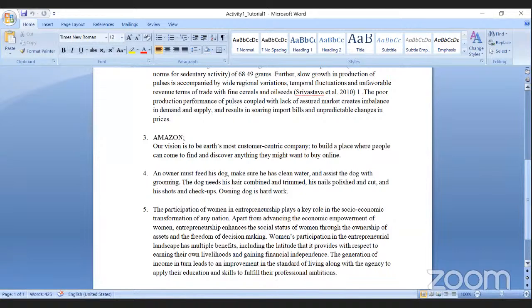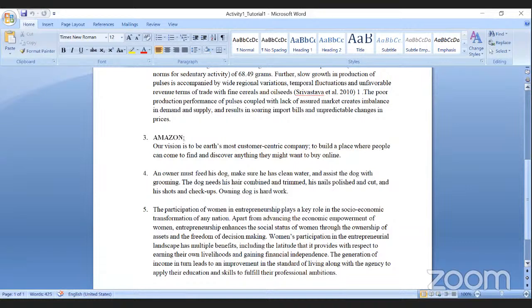The next one is specific to what is already mentioned. Customer-centric company, there are many companies, all of them are customer-centric. What is special about it? It is online also. So basically, you're right. It's a general statement and moves from general to specific. No problem. The next one.